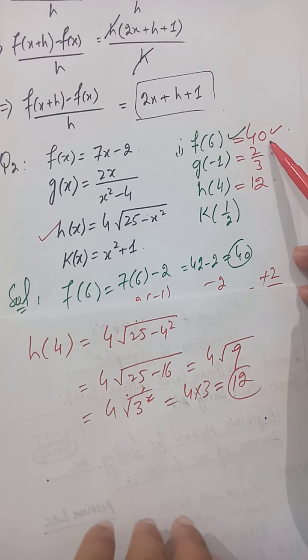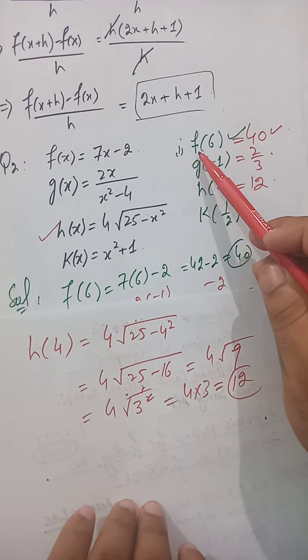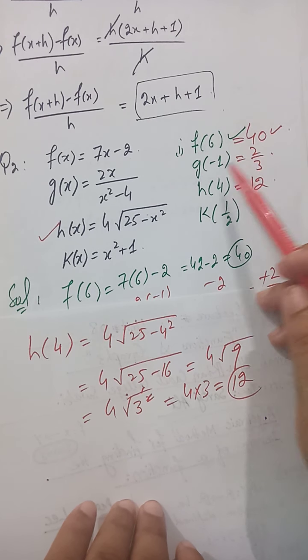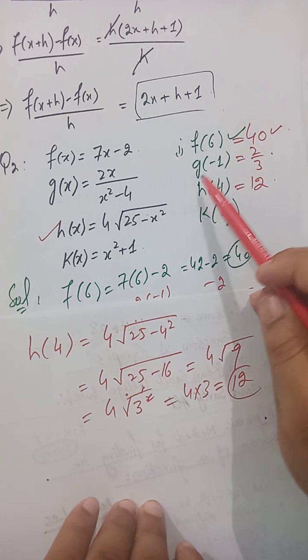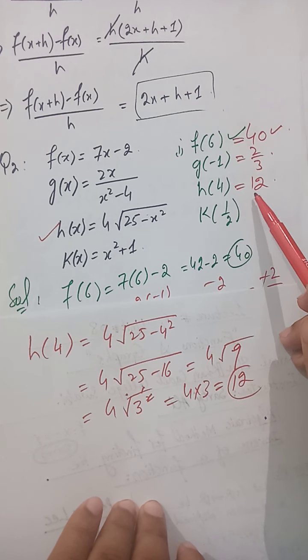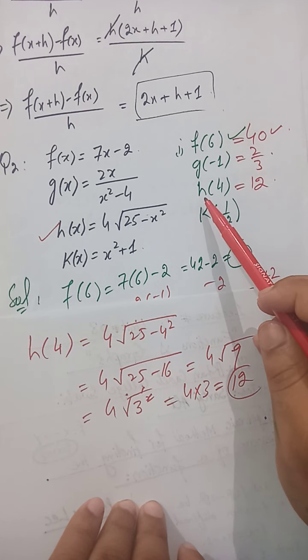Actually, this 40 is the image of 6 under this function f. This 2 by 3 is the image of minus 1 under the function g. And 12 is the image of 4 under the function h.